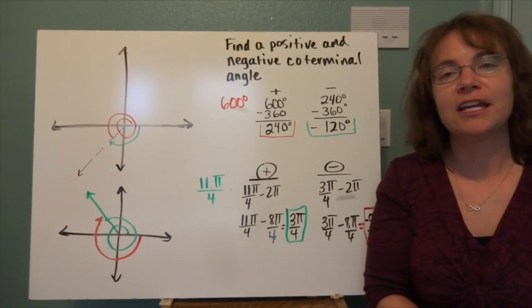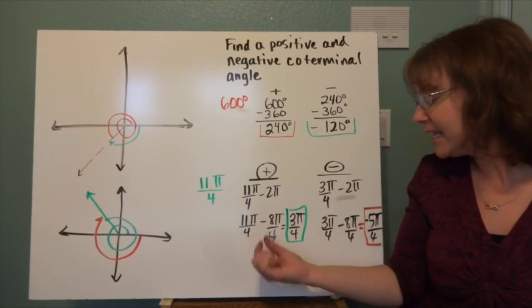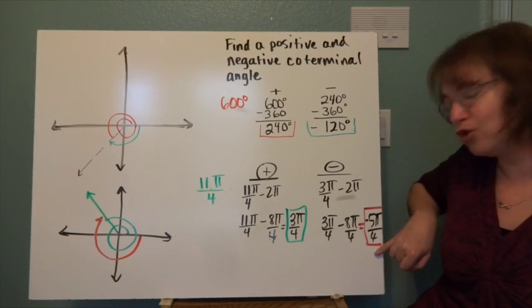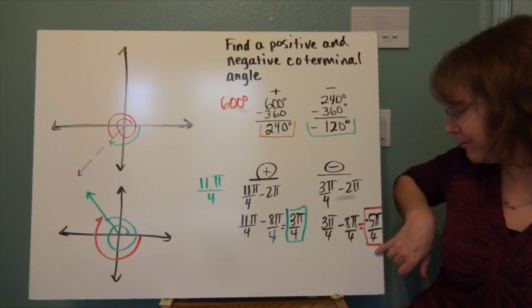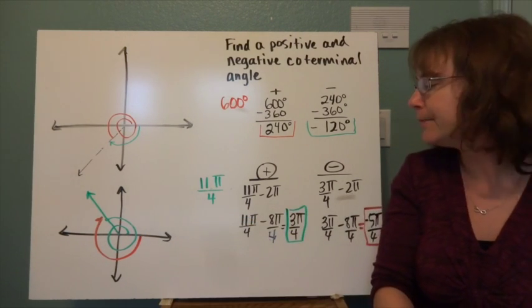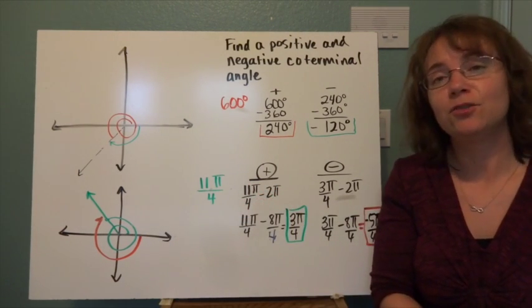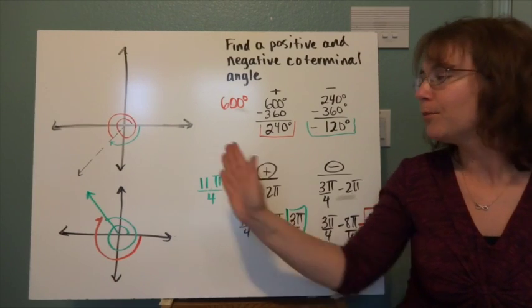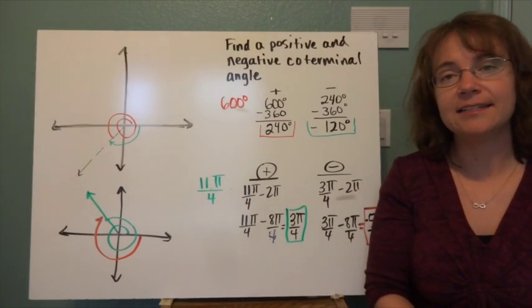So that's how you find a coterminal angle. And I could continually subtract 2 pi from these values I get and get more and more angles that end in the same place. And I could continually add 2 pi and get more and more coterminal angles that end in the same place.